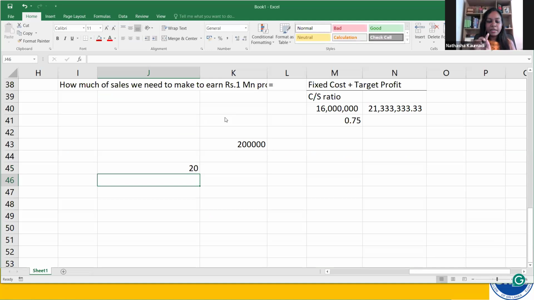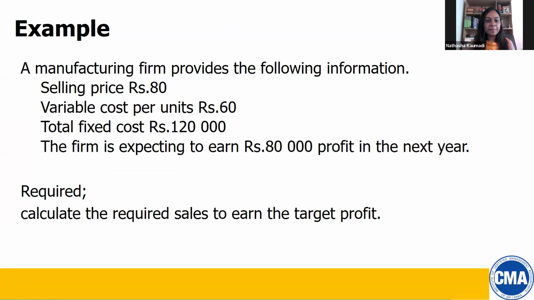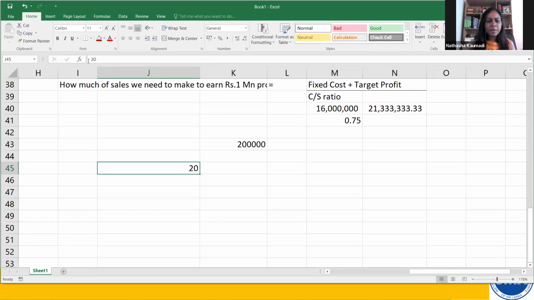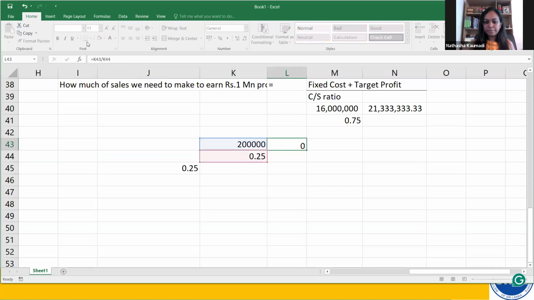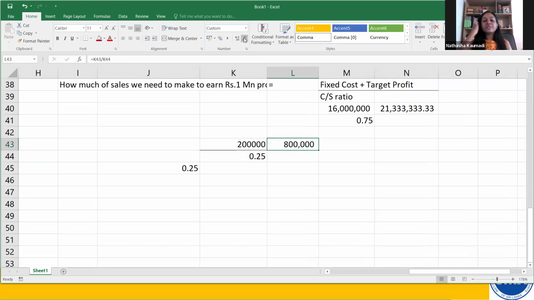So 20 divided by S, the selling price, 80. So 20 divided by 80. This is your CS ratio, 0.25. So 200,000 divided by 0.25. You need to have 800,000 sales. Yes, correct. 800,000 sales. Are you clear? This is how you can simply calculate these things.